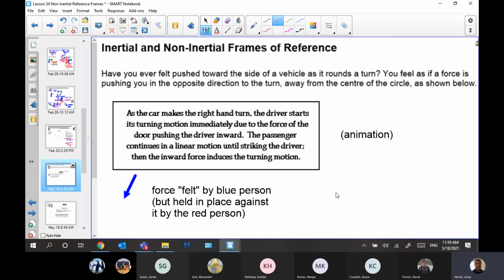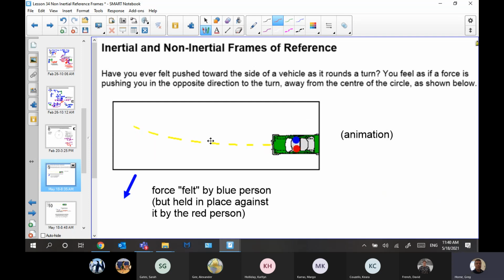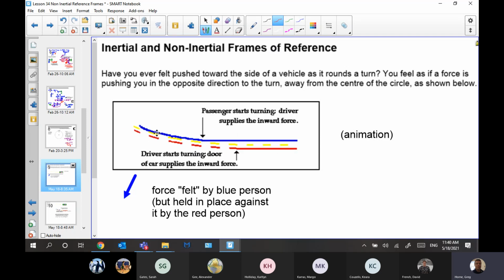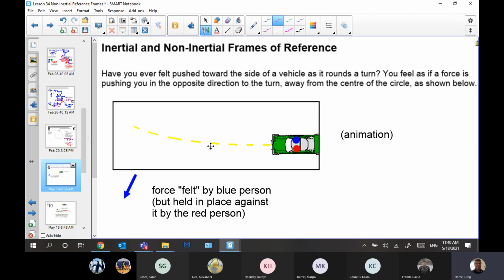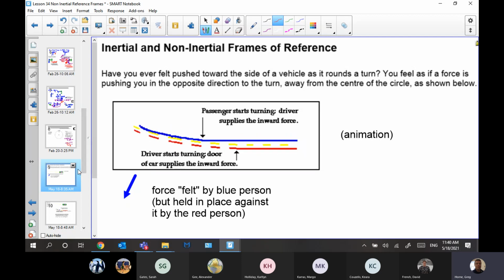Anyways, this animation, we have to wait for it to happen here, I think. It's going to have a car going along with a blue person and a red person. And the blue person ends up getting pushed to go in the circle. So imagine the red person, the red dot, being seat belted in. They're saying the door pushes on the red person, and then the red person pushes. This isn't as good of an animation as the one I used to have in the lesson, but Flash doesn't work anymore. So this is the best one I could find.